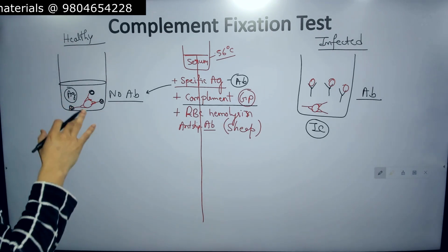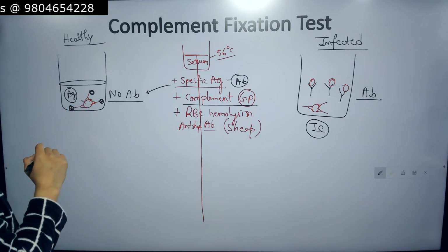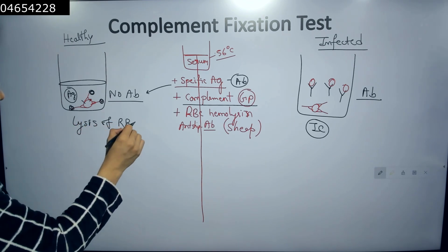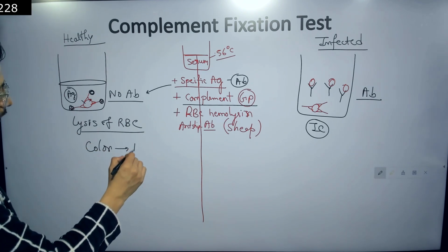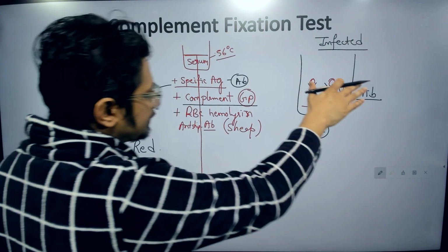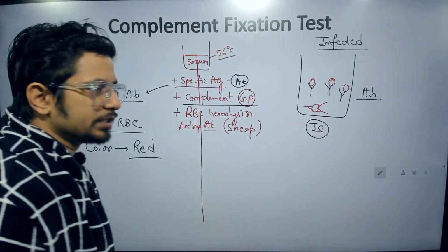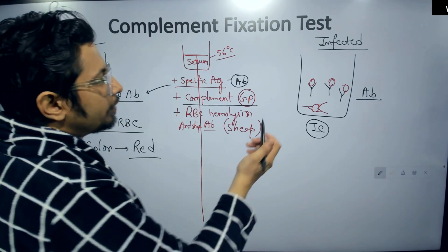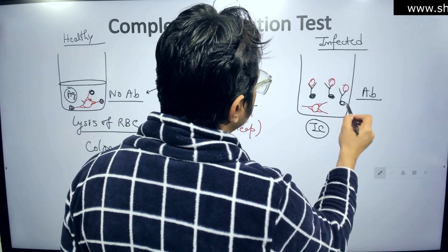So antibody coated RBCs will be targeted by the complement and it will create pores in the RBC, and that will cause lysis of the RBC, and the color of this tube will be red because the RBC will be cracked open. While on the right hand side, although we provided the antibody coated RBC, here the complement proteins are not free because the complement proteins are already fixed by the antigen antibody complex that was there.